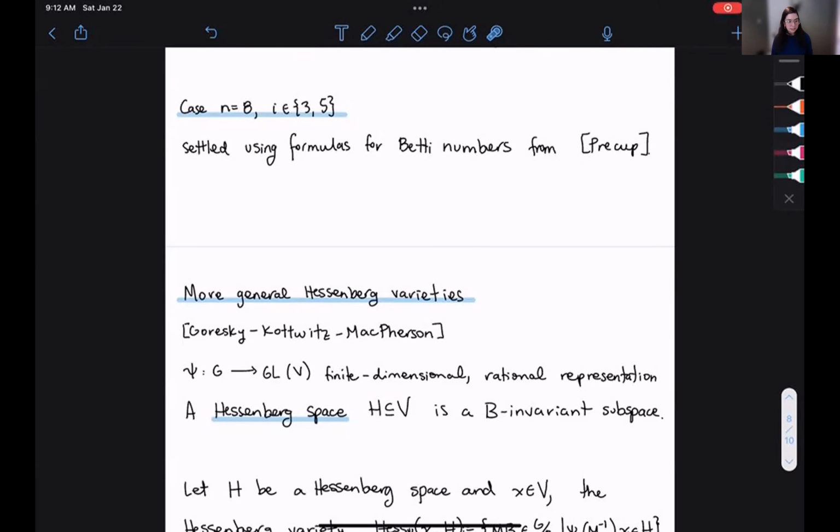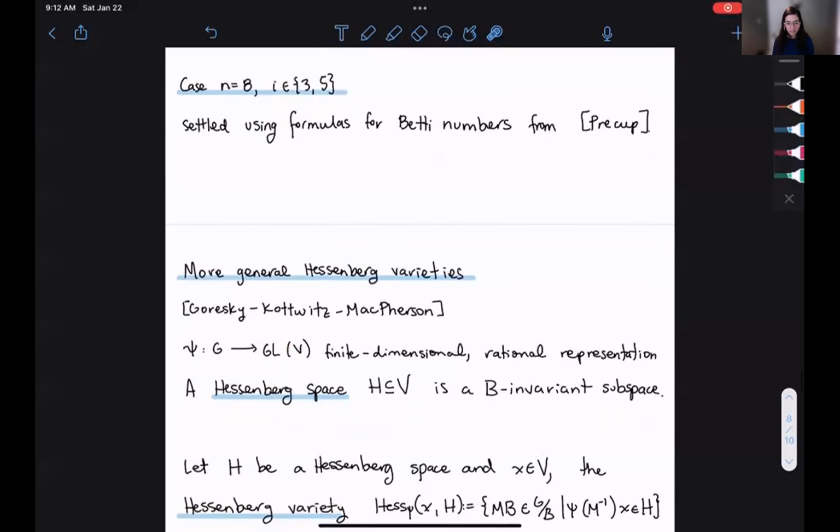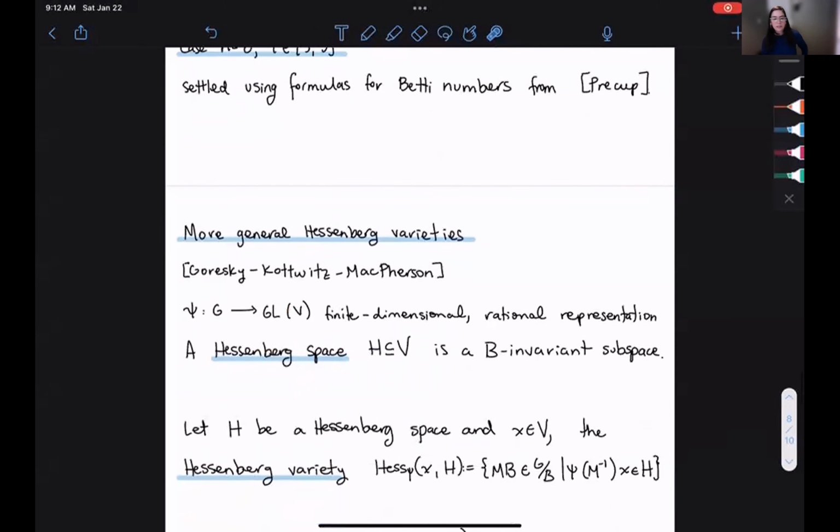So we're going to let G be a connected reductive group, and we're going to take a finite dimensional rational representation. With that, now our Hessenberg spaces are going to be subspaces of this vector space V that are invariant under our representation.